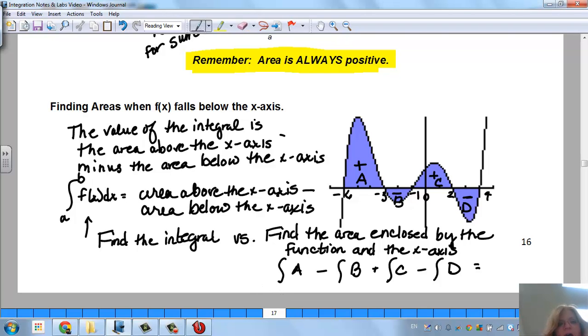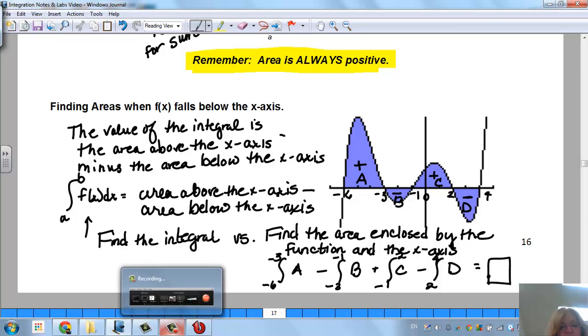Okay, ready? I would say the integral from -6 to -3 of A, and that would give me a positive area. Then I'm going to subtract this negative area, because this is going to turn negative, so I go from -3 to -1 and put B in there. That will make it positive because I subtracted a negative area. Then I'm going to add C, which is from -1 to 2. That is positive. Then I'm going to subtract, because this is a negative area, from 2 to 4. This answer will be different than if I asked you just to find the integral. Now in the next video we're going to practice this, but I wanted you to make sure you understood that. That's the end of this video right here.